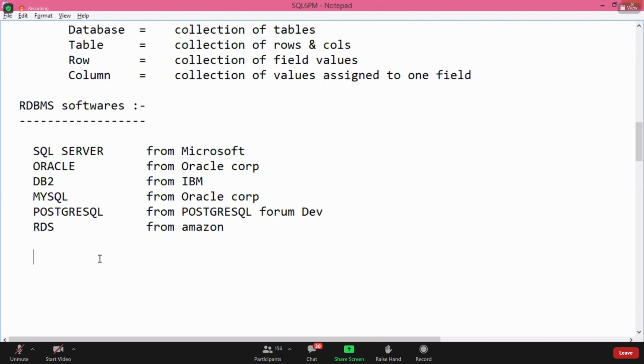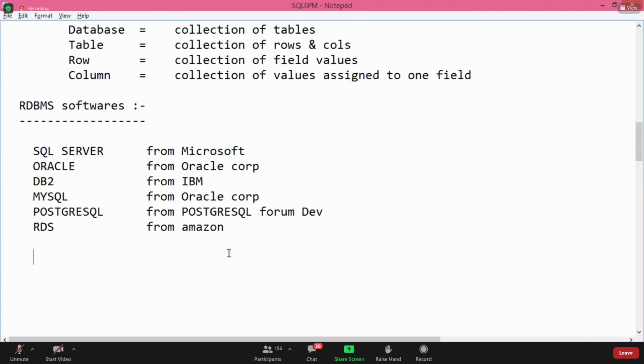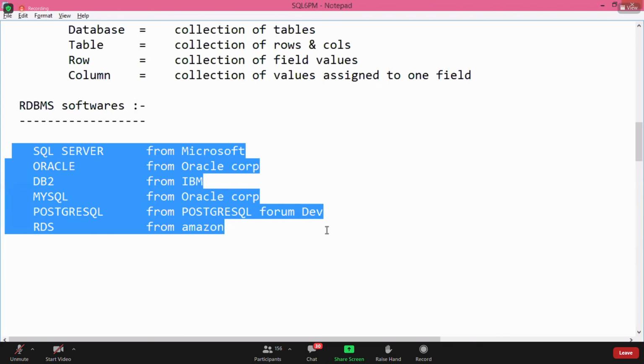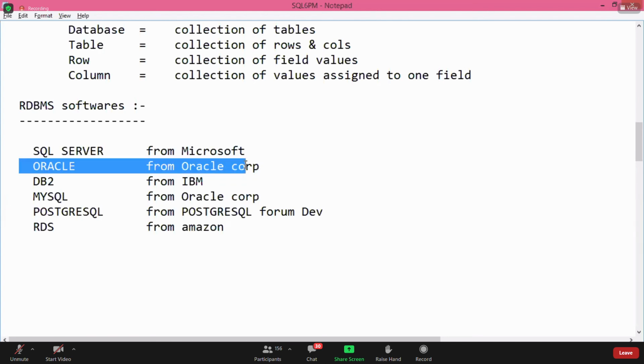So database maintenance may be different from one to another, but development is the same. That's why, sir, learn only one RDBMS. Learn one technology. Anything you choose, learn one RDBMS.